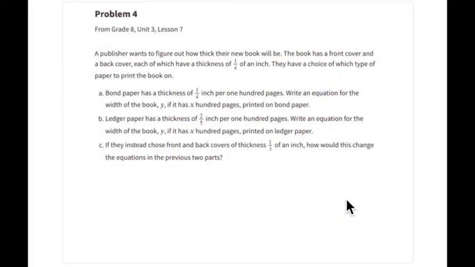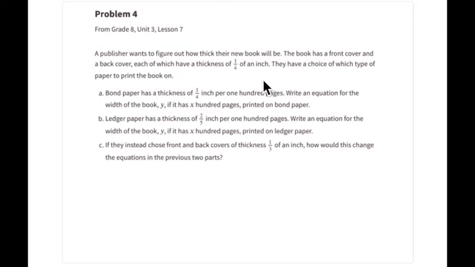This is problem number 4. You are asked to write 4 equations. So in A, write an equation, write an equation, and then you're going to go back and rewrite these 2 equations with different information. And so you're going to write an equation about the total thickness of a book. And that book has a front cover and a back cover. And each of those covers for A and B have a thickness of 1/4 of an inch. And so you just have to kind of fight through the problem. Begin with what you know and slowly work through it.